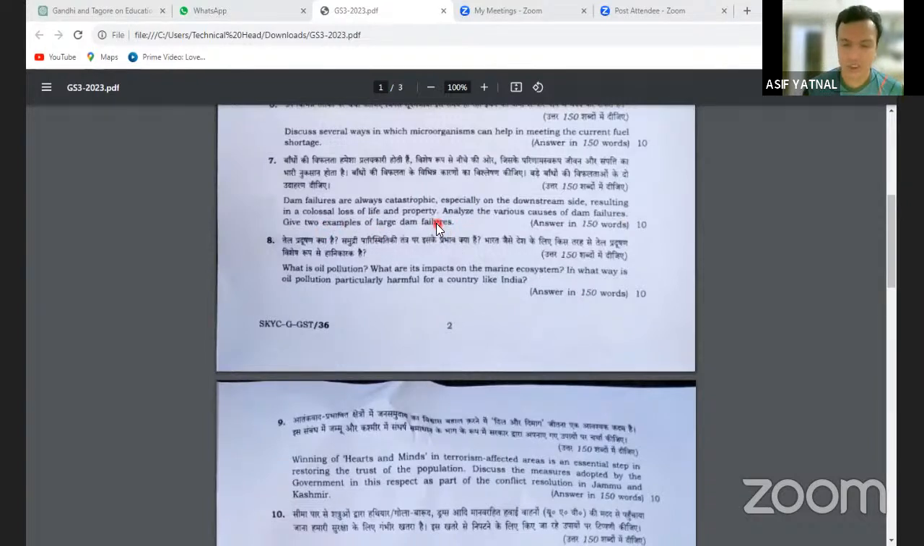So just 2 दिन पहले का क्वेश्चन है. लीबिया में जो डैम फेलियर हुआ था, लीबिया में around 10,000 people have died because of this dam failure in Libya, right? तो उस समय में ये डिस्कशन किया गया था कि what are the causes of the dam failures, and give 2 examples of large dam failures. So you could give the example of Libya, you could give the example of Chamoli. Clear?